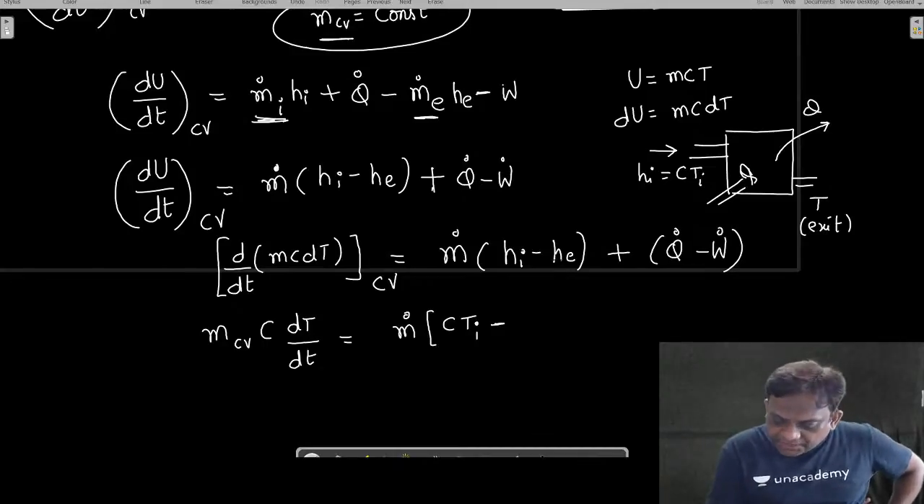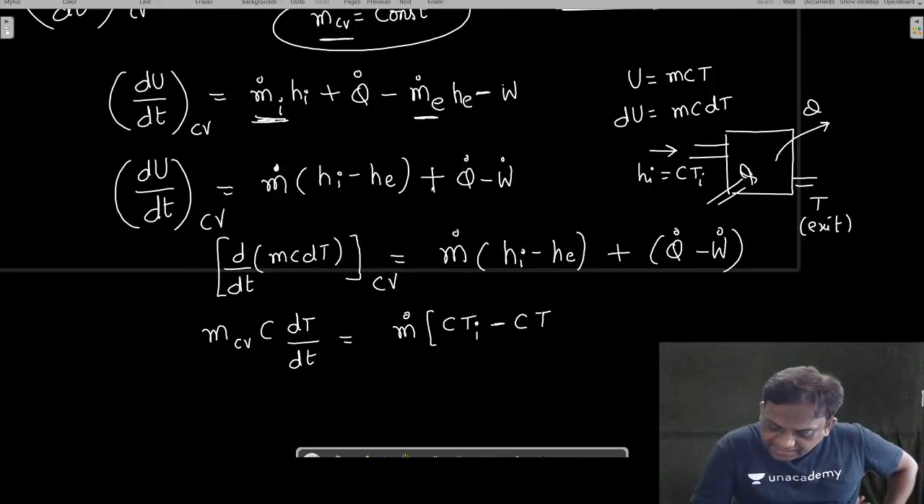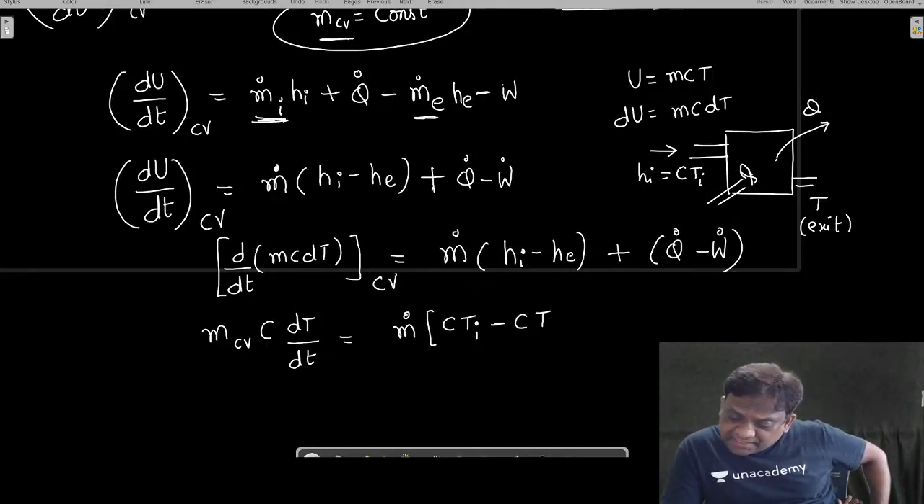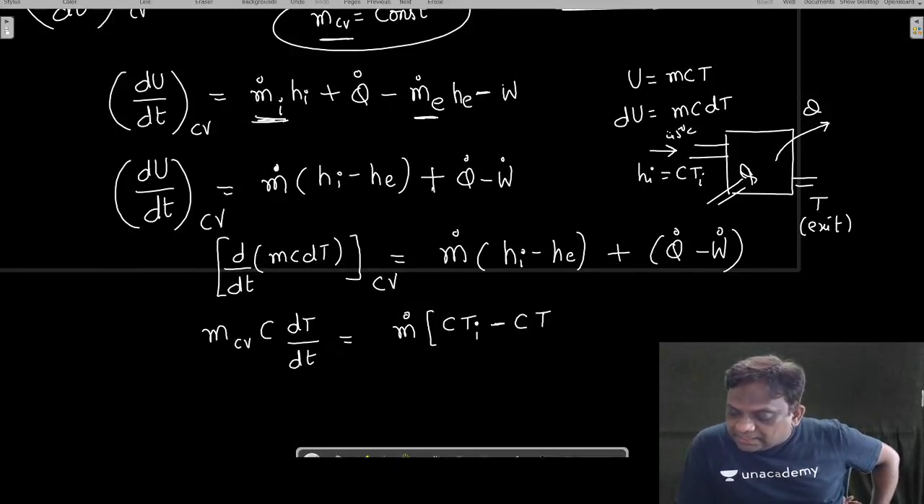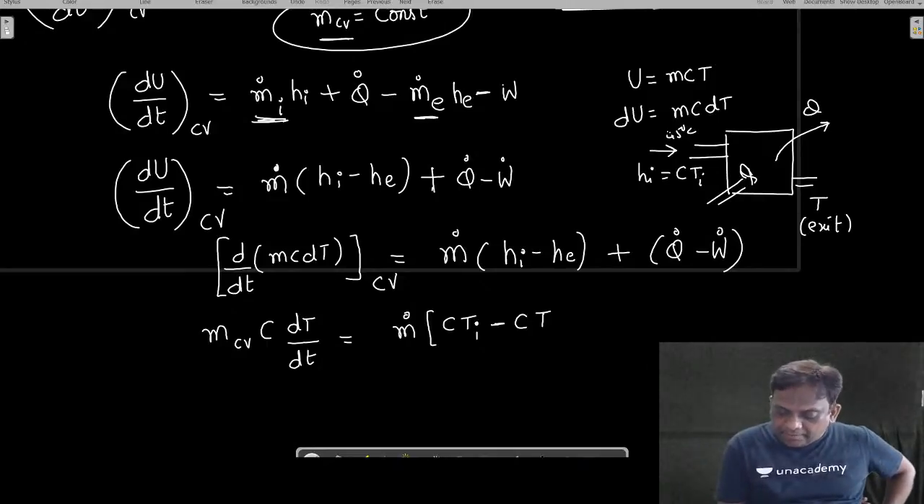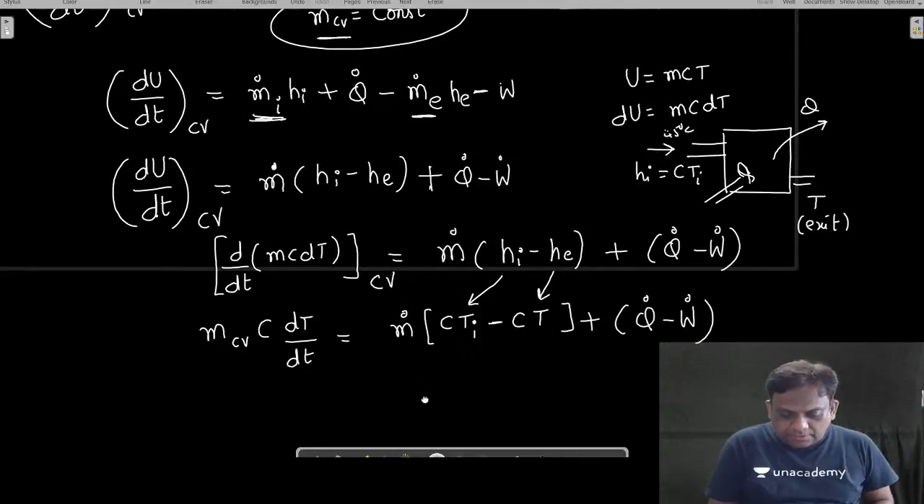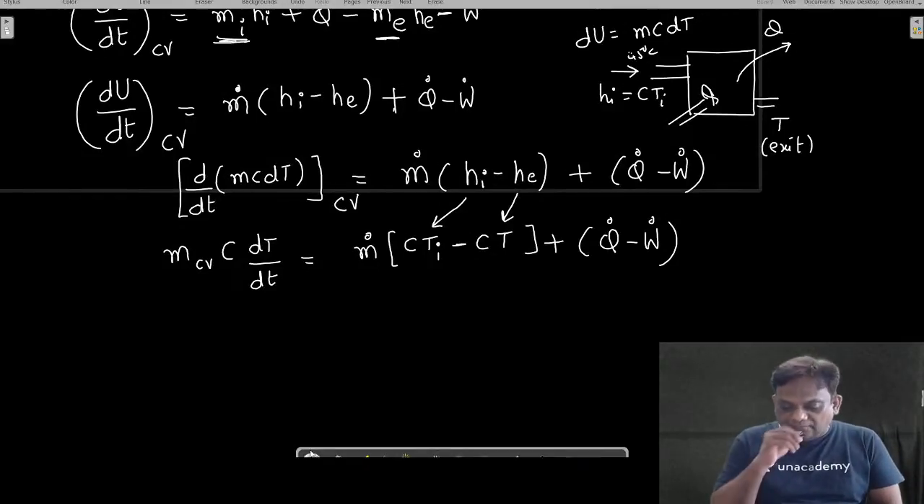Okay, so he we will write as CT. Look carefully. Here T is varying with time because of these energy interactions. First listen, the temperature at which the fluid is entering is fixed at 45 degree centigrade, but the temperature at which it is leaving is varying with time. Okay, no problem. So he can be written as CT. Hi is CTi plus Q dot minus W dot. Wonderful, my dear students.